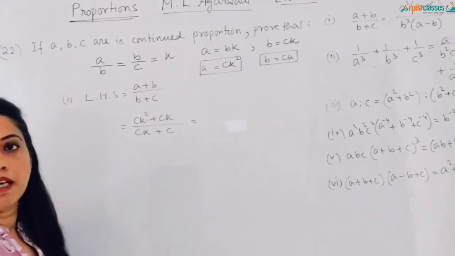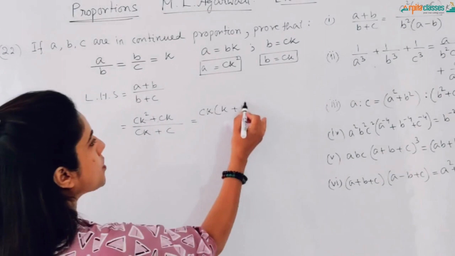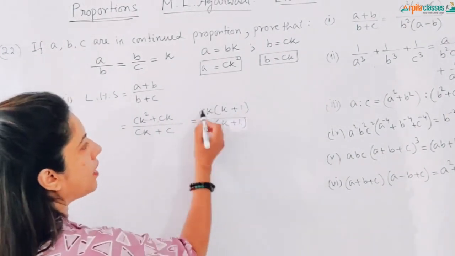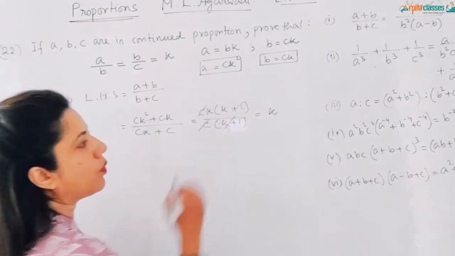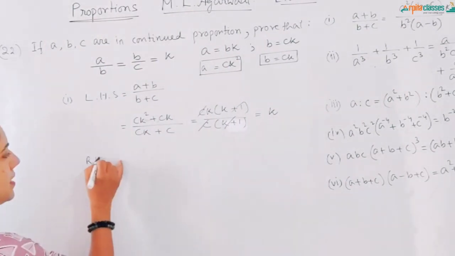Now from here in the numerator we can take CK common, so it will be K plus 1. Down we can take C common, we get K plus 1. So from here C and K plus 1 get cancelled. We get only K from the left hand side. Similarly, let us process the right hand side.